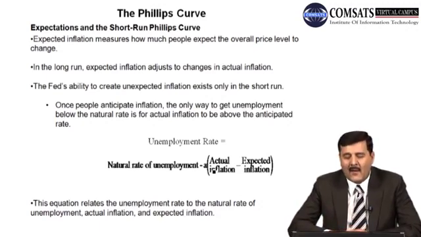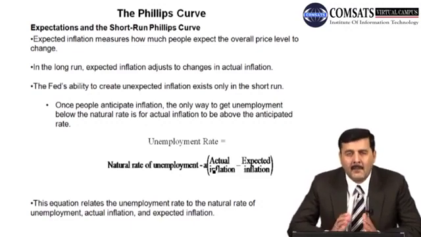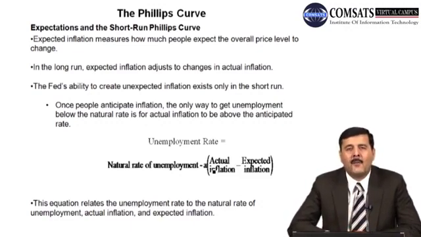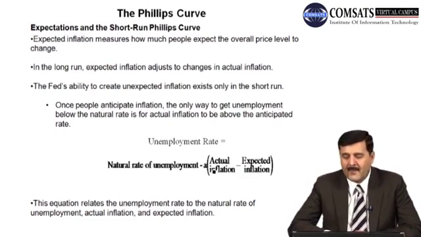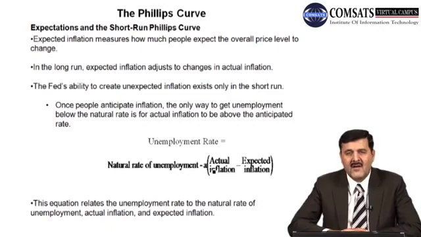If the anticipated rate becomes higher than the actual rate, then it is difficult to bring the actual rate of unemployment below the natural rate. So if the policy maker or the government wants to reduce unemployment below the natural rate, actual inflation should be greater than the expected inflation. So this equation basically relates the unemployment rate to the natural rate of unemployment, actual inflation and expected inflation.